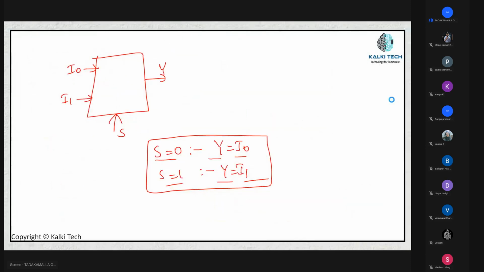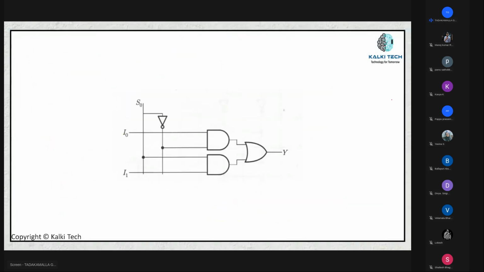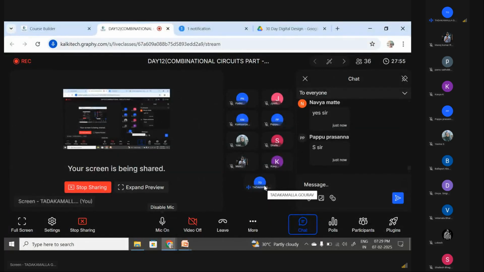Now, so this was about your 2 cross 1 mux, and this is a diagram. You can draw it. I think you can draw this diagram, right? No need for me to explain how to draw the diagram. Now you are able to draw the logical diagram. Yes or no in the chat box, please.